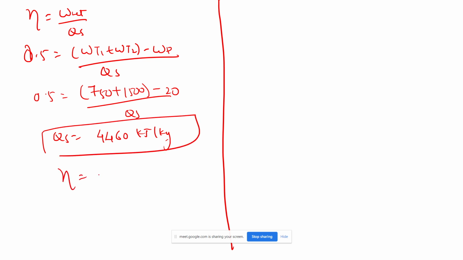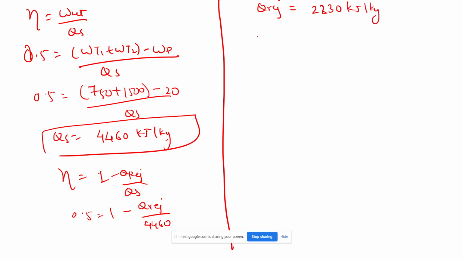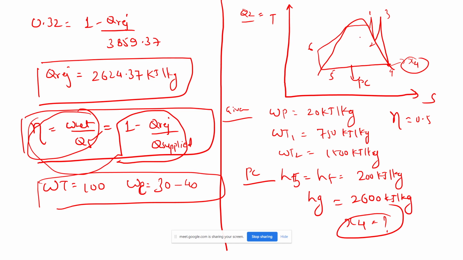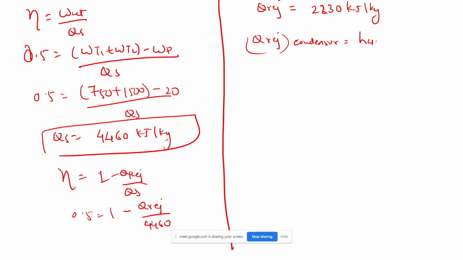Now again we know that efficiency is given by 1 minus Q rejected upon Q supplied. So 0.5 equals 1 minus Q rejected upon Q supplied, where Q supplied is 4460. So from here what will we get for Q rejected? Q rejected we will get 2230 kilojoule per kg. Now we know that heat rejected, that Q rejected, is in the condenser. So what is the enthalpy change at the condenser? From here we can write H4 minus H5. So this we have already got, 2230.